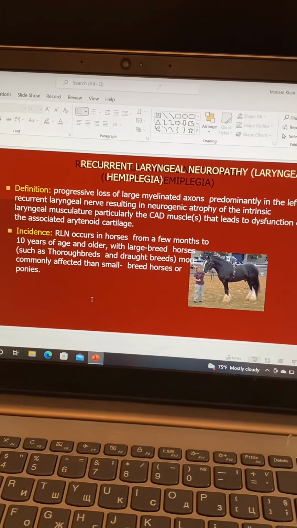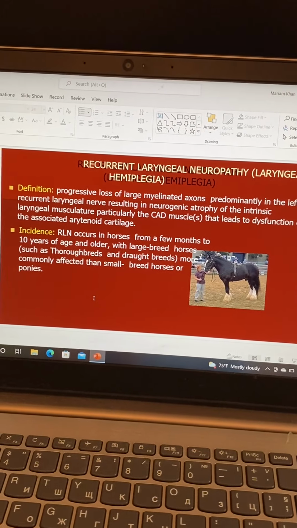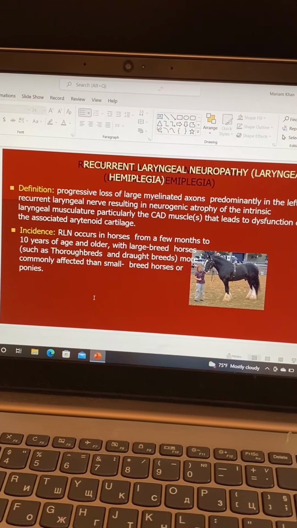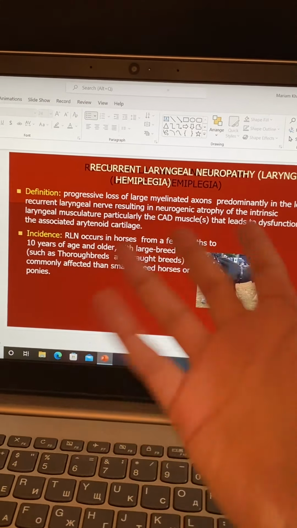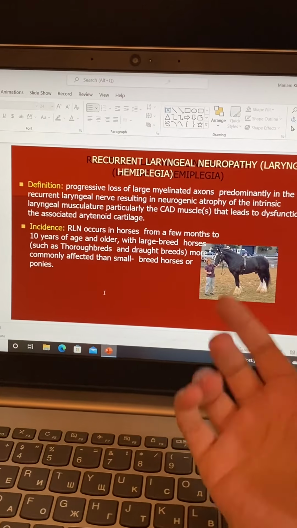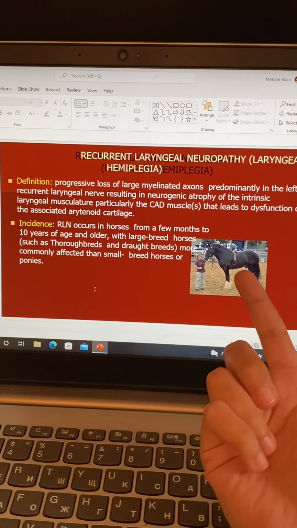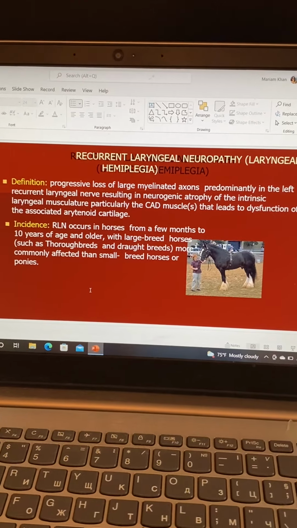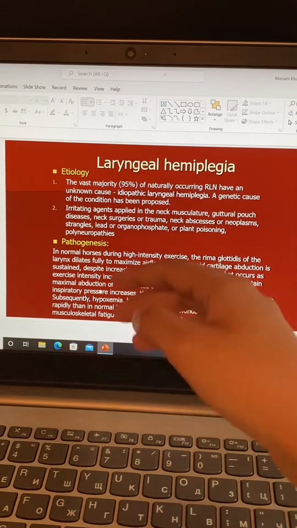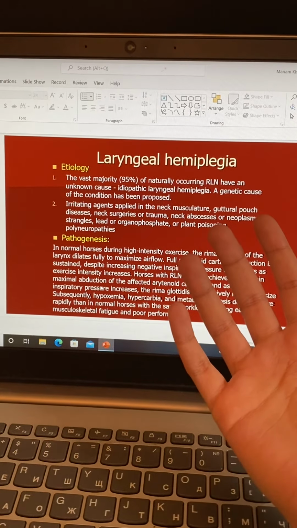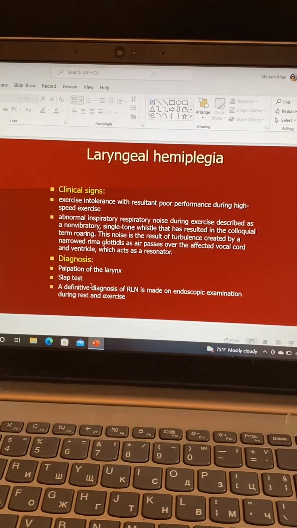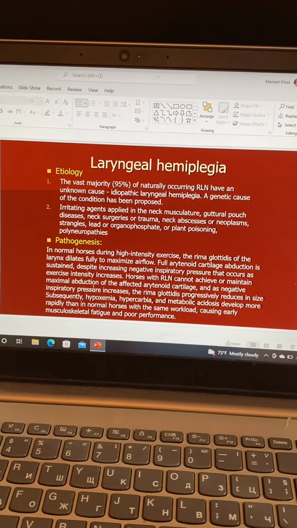cricoarytenoideus. So it usually occurs in horses after a few months of age to 10 years of age or older. So really any horse, especially large breed horses such as thoroughbreds or draft breeds like this one. It can occur in any horse, any age. So how is it caused? I think I'll stop here.